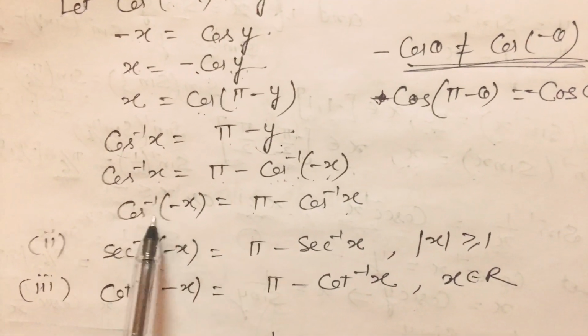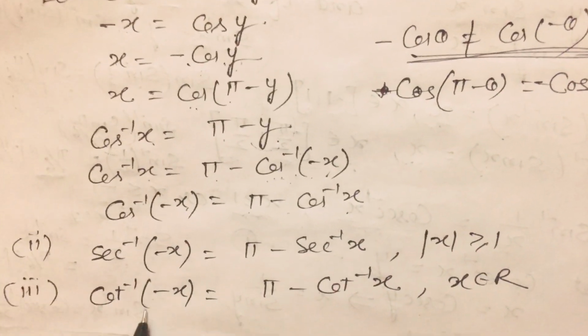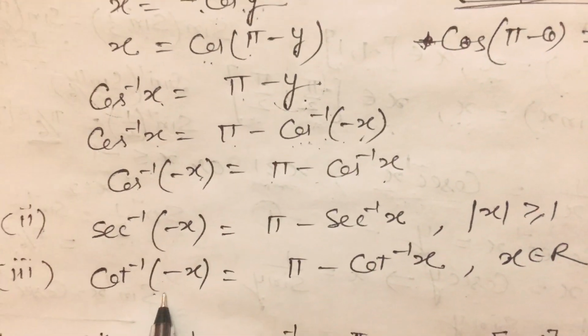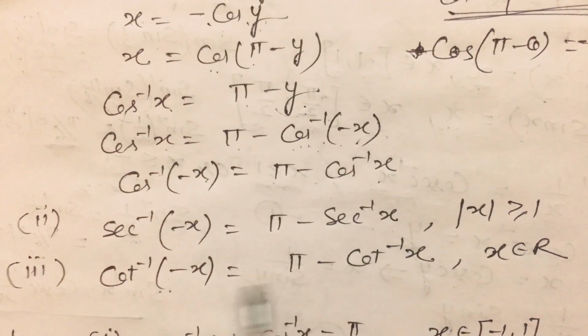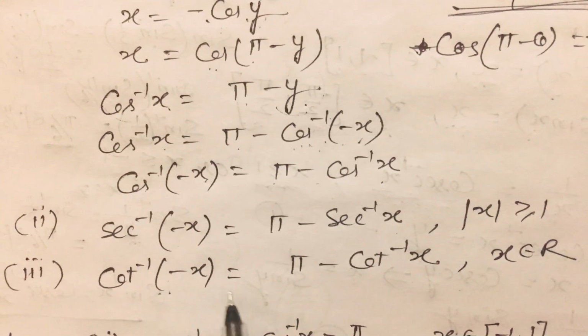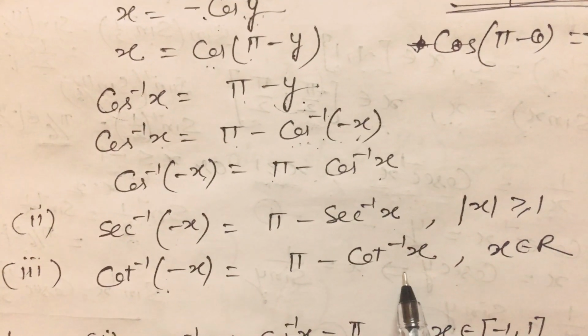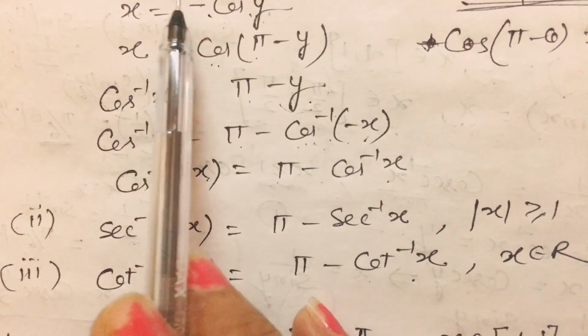In the same way we can take these properties also. Secant inverse minus x we can write as pi minus secant inverse x, and cot inverse minus x is equal to pi minus cot inverse x, and then in a similar way we can prove these properties also.